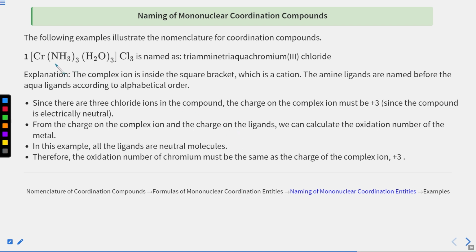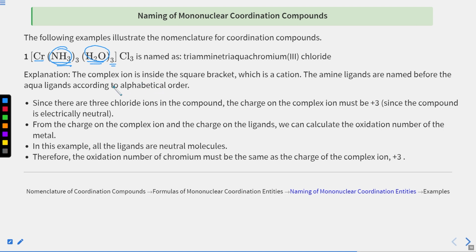So first of all, we have the example of chromium [Cr(NH3)3(H2O)3]Cl3. It is a heteroleptic complex. Heteroleptic, why? Because it has two types of ligand. First is ammonia, second is water. So how will we name it? First of all, we'll write the name of the ligands in alphabetical order. See, when you are writing di, tri, you will not consider the alphabetical order according to D of di or T of tri. You have to see the actual name, right?